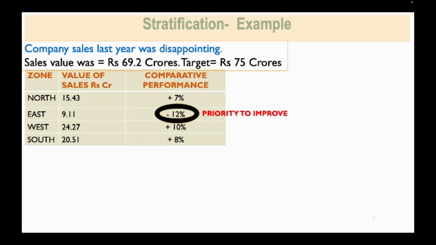One other example, practical example: company sales last year was disappointing. Sales value last year was 69.2 crores. Target was 75 crores. If this statement is given, you cannot do anything. Now segregate the sales figures zone wise, compare with the previous year. Say eastern side there was a sales which was down by 12% compared to previous year. Definitely a cause for concern. Now you know the first priority for you to put more thrust into your marketing effort or sales effort and then see the maximum benefit is the eastern region.